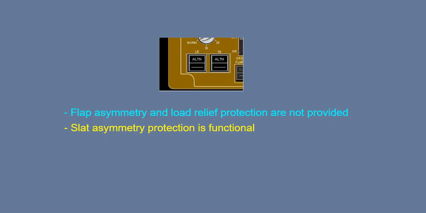During alternate flap operation, the following operational modes apply. Flap asymmetry and flap load relief protection is not provided during alternate flap operation. Slat asymmetry protection is functional.